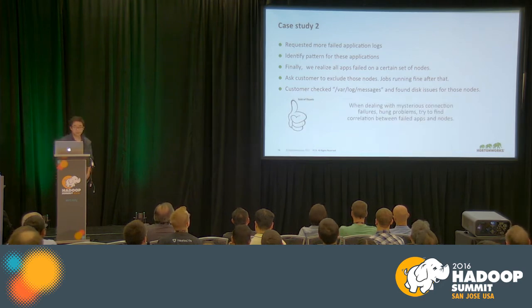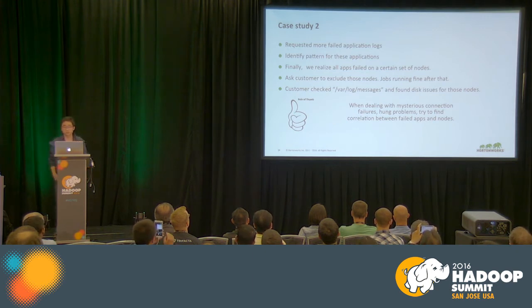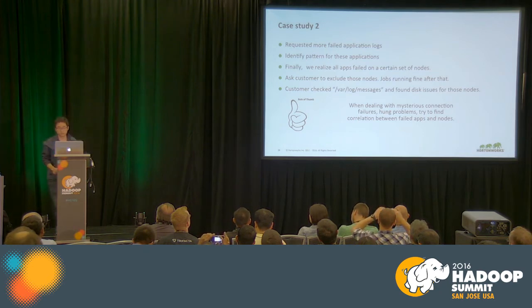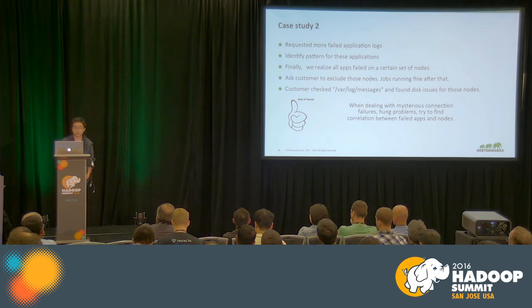Here's the rule of thumb we learned from this case. Whenever you deal with mysterious connection errors or hung problems, always try to find the correlation between the failed apps and the nodes. We have seen many cases from our customers. If you just disable a small set of nodes, just a couple, in most cases your jobs will just run fine. So it's a very affordable action to work around this problem.